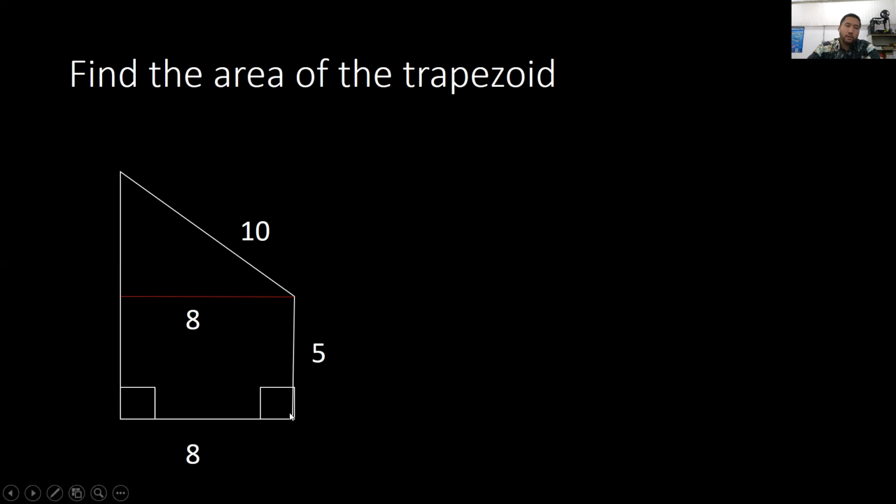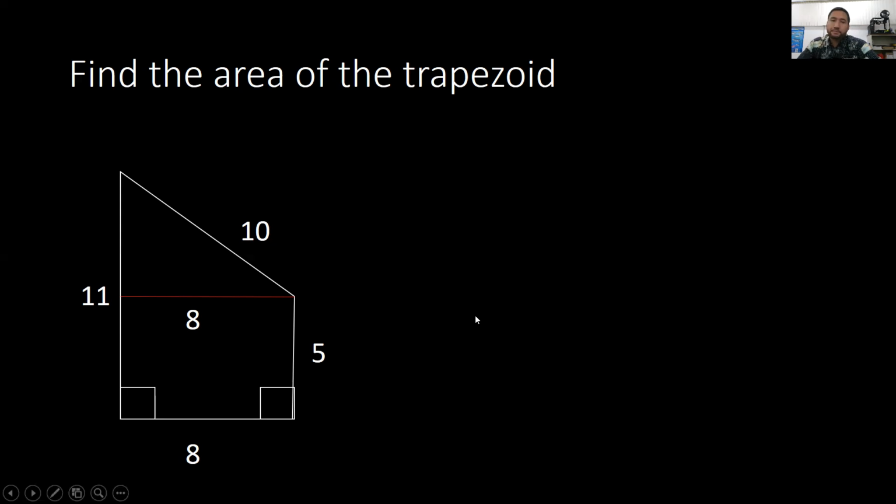Now, don't misunderstand this part. 8 and 10, even though they sit this way, they are not your bases. Remember, bases must be parallel. So it's 5 and 11. Those two will be your bases.